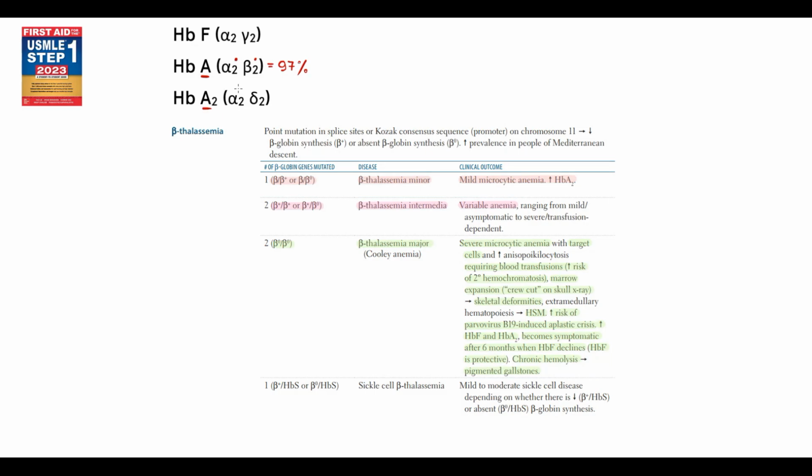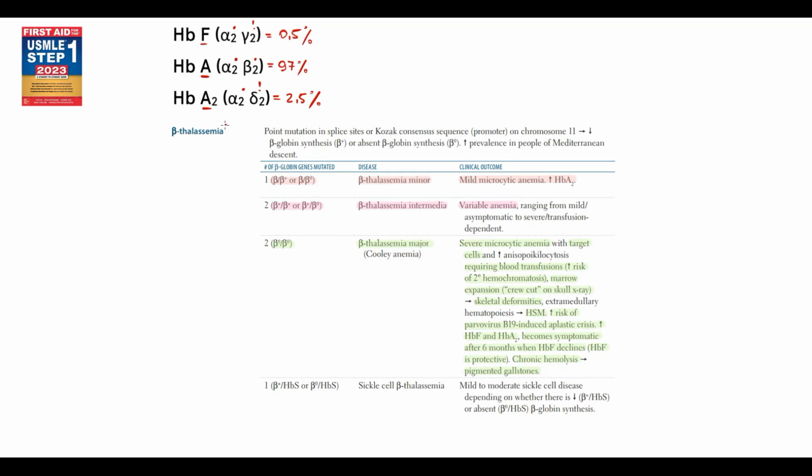Hemoglobin A2, which is composed of 2 alpha chains and 2 delta chains, makes up approximately 2.5% of all hemoglobin molecules. And hemoglobin F, which is composed of 2 alpha chains and 2 gamma chains, is the major form of hemoglobin in a fetus. But hemoglobin F in an adult person makes up just 0.5% of all hemoglobin molecules.